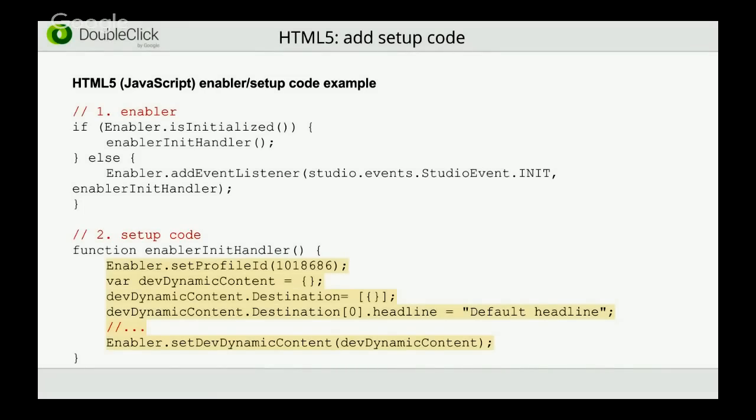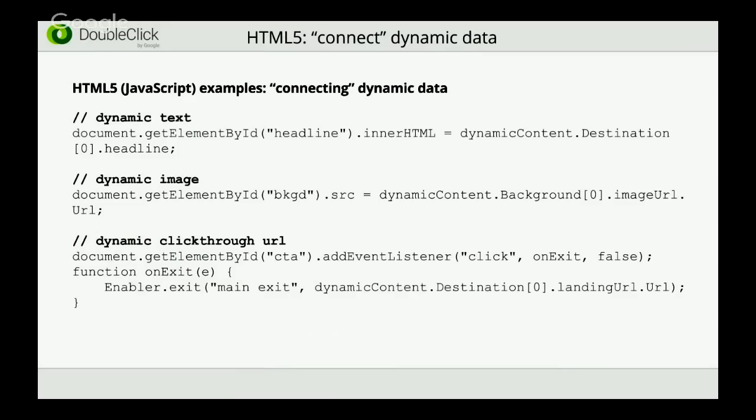Basically, the setup code is that yellow highlighted code. I'm not going to get into this too deeply at the moment. Later on, we might look at this in more detail in Google Web Designer. But again, it's a 2-part process. Number 1, paste the setup code, and then number 2, connect the dynamic data.